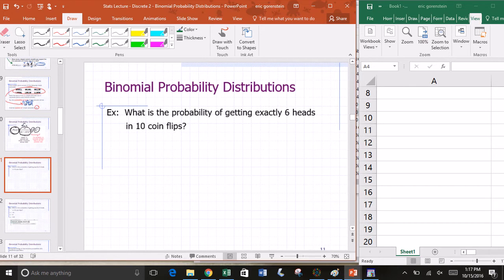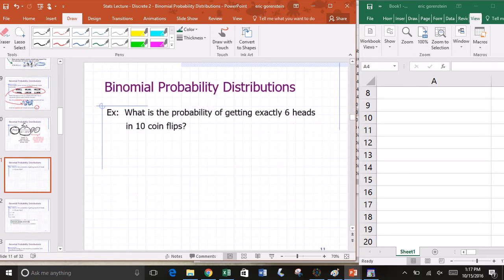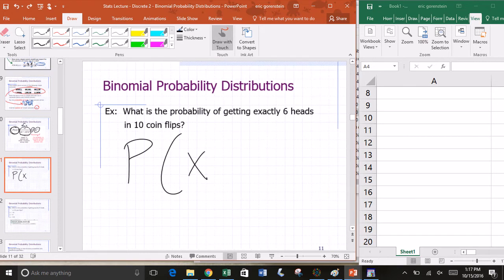Now, here's the formula. I'm never actually going to calculate the probability using this formula. I'm going to use Excel because Excel has this built in as one of the statistical functions. So what we're looking for here is probability X equals 6. So out of 10 trials, what's the probability we got 6 successes?